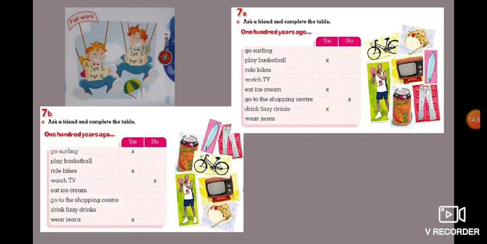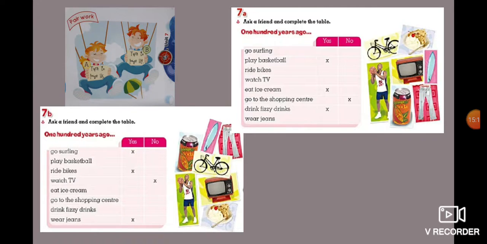Yes? Okay, so you have some expressions, okay? And you can check if you consider that it's possible to say them, or maybe no, okay? For example, 100 years ago, people used to go surfing, yes or no, okay? You write an X, okay? 100 years ago, people used to play basketball. Okay, 100 years ago, people used to ride bikes.